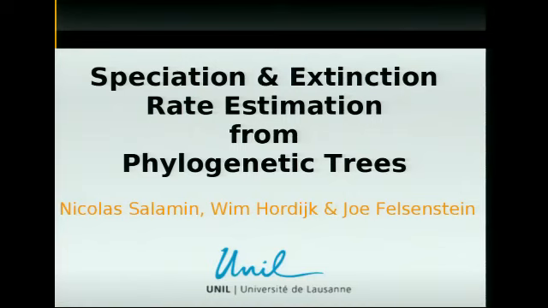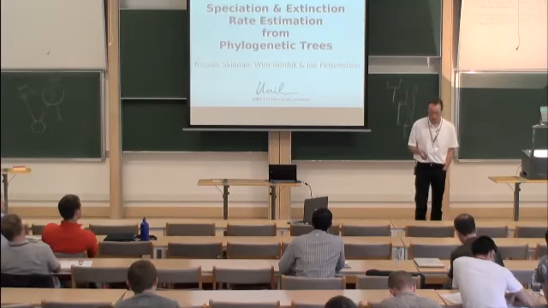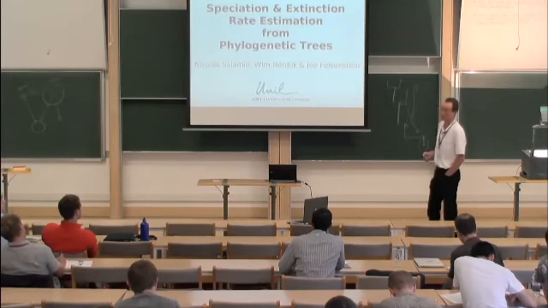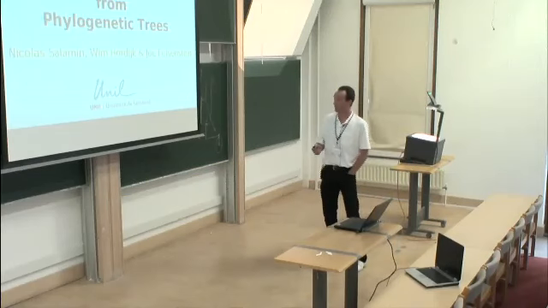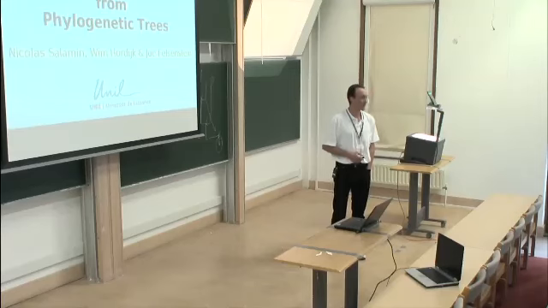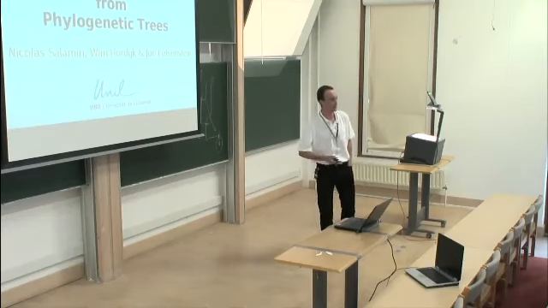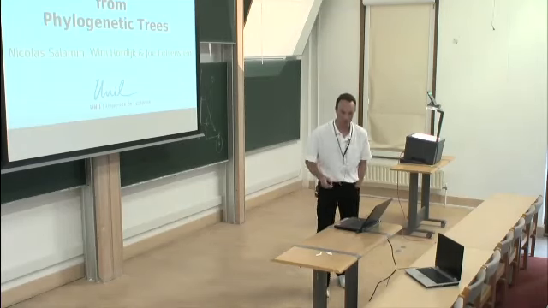Okay, so speciation and extinction rate estimation from phylogenetic trees. And I think it's quite appropriate that this talk is after the one we just heard, because it gave a really nice introduction to what I'm going to be talking about. This is work together with my colleague Nicolas Salamain at the University of Lausanne in Switzerland, and also together with Joe Felsenstein. I'll admit up front that the mathematics that I'll be talking about in this talk was largely due to Nicolas and Joe. Again, I'm a computer scientist, so I did most of the computational part. So I'll try to explain the math as well as I understand it myself. I hope that will be sufficient.